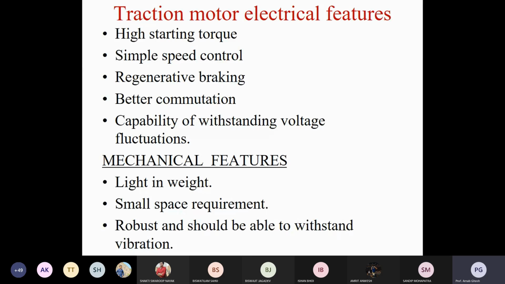A shunt motor you can easily go for, but in the case of a DC series motor, you need to make a special arrangement. Otherwise, you cannot go for that regenerative braking. Are you able to understand, Shakti?